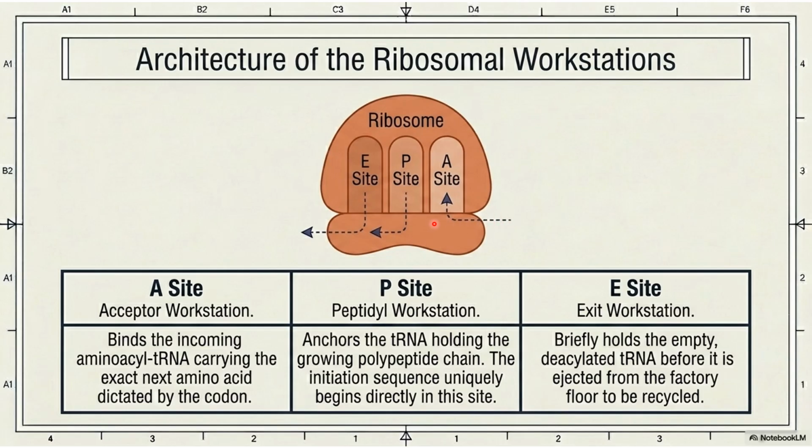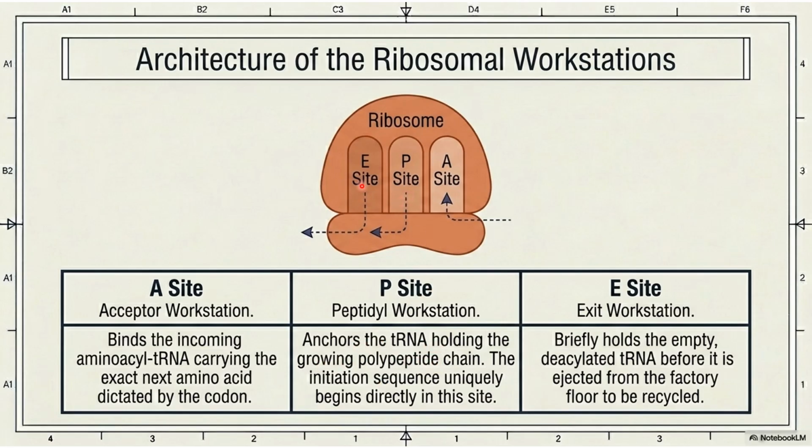The tRNA has the corresponding amino acids. Here the mRNA is present during translation. Based on the code, it will accept the tRNA with the particular amino acid, and it will be transferred to the peptidyl site where it will hold the polypeptide chain. That will hold while protein synthesis is taking place. For that, this is known as the peptidyl workstation. It anchors the tRNA holding the growing polypeptide chain.